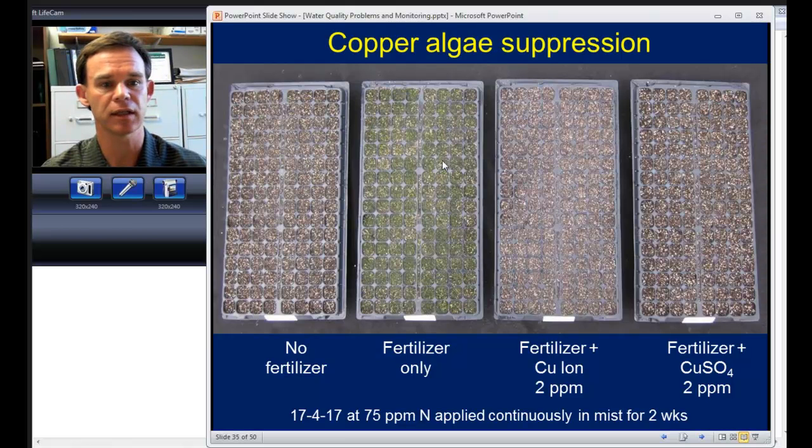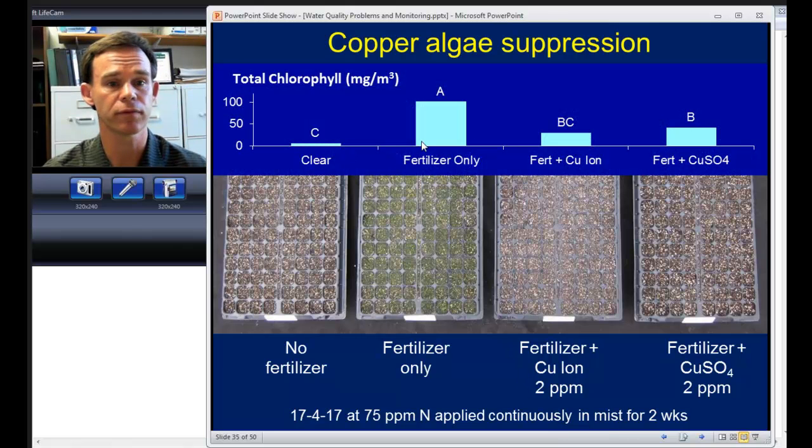Here's an example of an experiment where we had, through a mist system, either clear water with no fertilizer, fertilizer by itself, fertilizer with copper ionization at 2 parts per million, or fertilizer with copper sulfate at 2 parts per million. Okay, and the fertilizer was 17-4-17 at 75 parts per million nitrogen in the mist for 2 weeks. And here are the chlorophyll levels that you can see from those soil extractions. So we can see that the worst case scenario was fertilizer only. The best was no fertilizer in the mist. And if we added copper ionization or copper sulfate, then we got some control of algae.